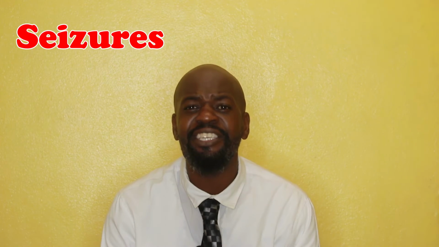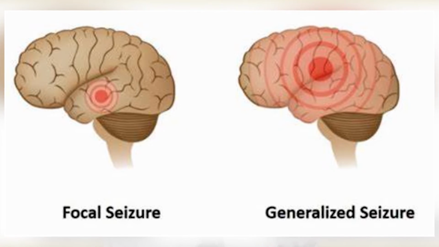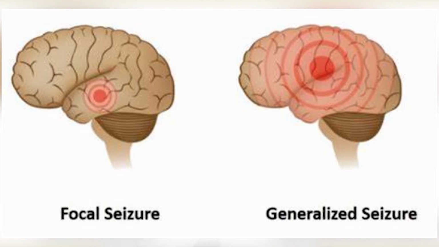Now let's talk about seizures. These are neurological episodes caused by a surge of electricity in the brain. These can take the form of a convulsion and/or temporary alteration in consciousness. There are two groups of seizures. You have your generalized seizures, and then you have your partial or focal seizures.